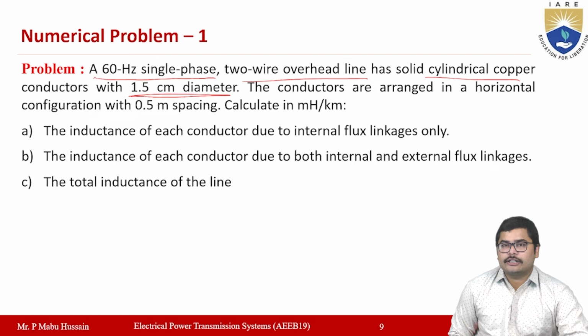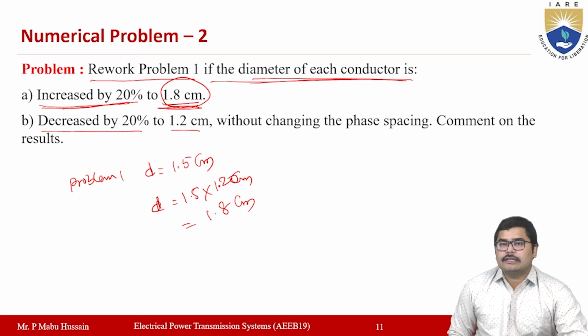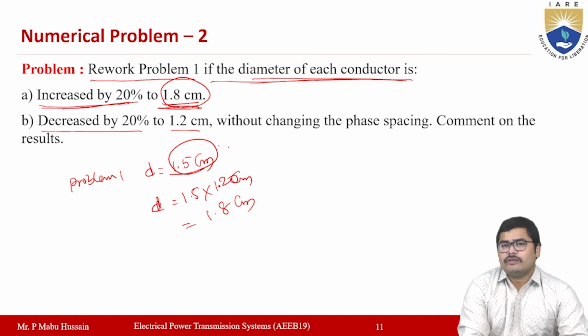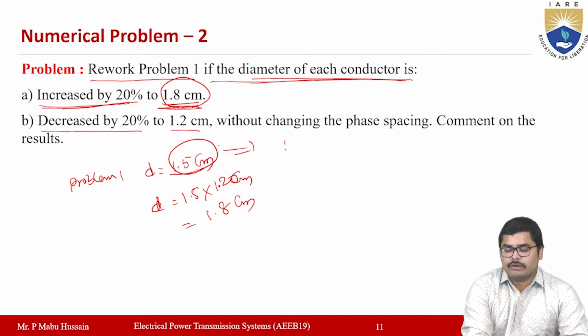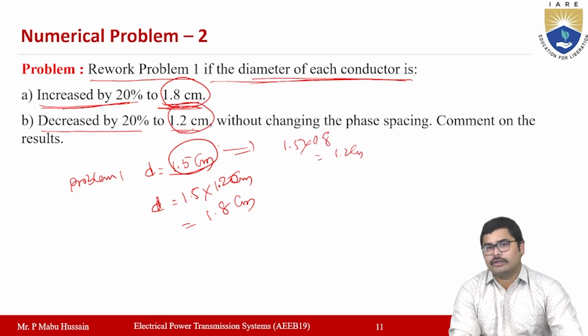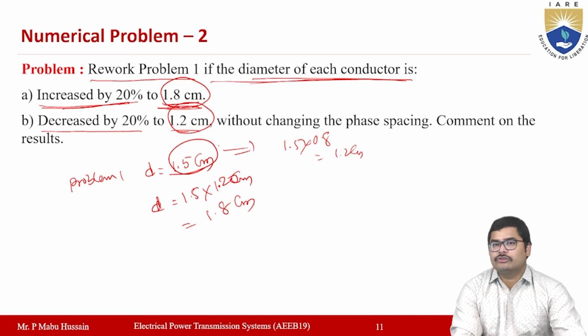So they are changing only the diameter. The diameter is increased by 20%. In a similar way, in the second bit, if the same diameter is decreased by 20%, so that means the 1.5 centimeters, which is in problem 1, is decreased by 20%. It means this 1.5 is multiplied with 0.8, so that you will get 1.2 centimeter, right? So this is also given in the problem itself.